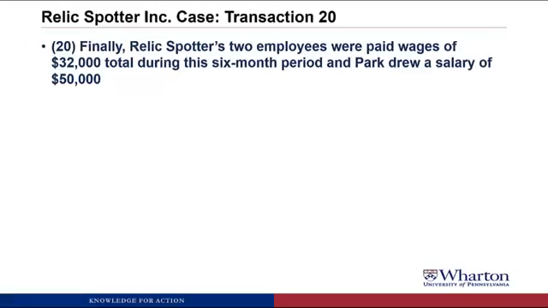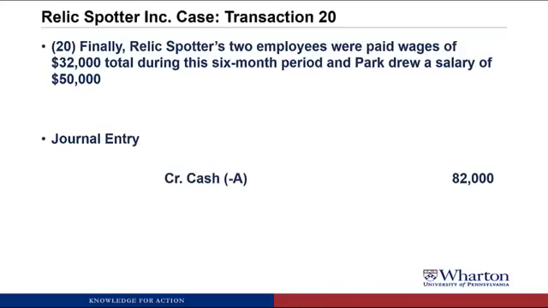Relic Spotter's 2 employees were paid wages of $32,000 total during the 6-month period, and Park drew a salary of $50,000. For the journal entry, we paid $82,000 in cash total, so we credit cash for $82,000 to reduce the cash account. The debit is going to be an expense for the employees working for us.